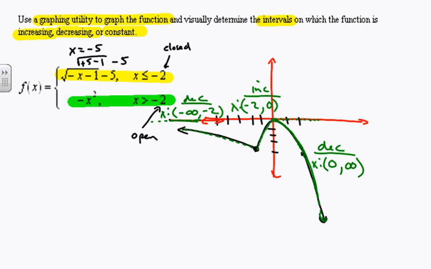So we just went through two problems explaining how we can identify where functions are decreasing, increasing, and constant. We went through piecewise graphs and how to graph them. I hope this helps you do some of your homework and understand how to identify graphically increasing, decreasing, and constant intervals.